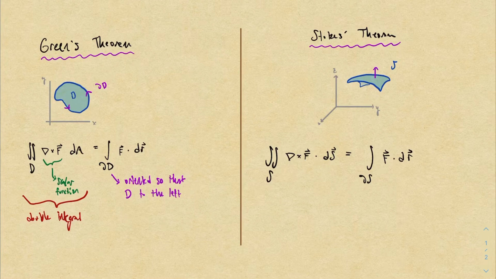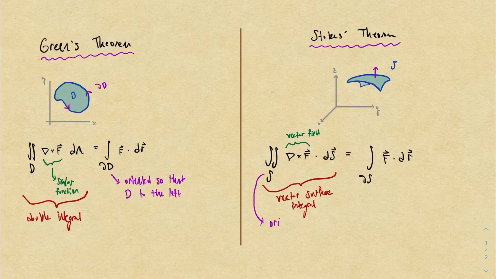Just to say it in words again, the surface integral of the curl is the line integral of the vector field. Now, one difference here is that the curl of f, since we're in 3 dimensions, is a vector field. So the integrand is vector valued, and what that means is that we're doing a vector surface integral. The reason why that's important is because when we evaluate vector surface integrals, the orientation of the surface is important. So unlike in Green's theorem, where you don't have to discuss any kind of orientation of the blob D, in Stokes' theorem, your surface S does come with an orientation.